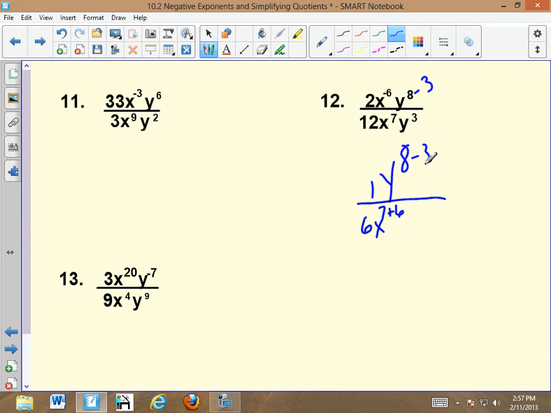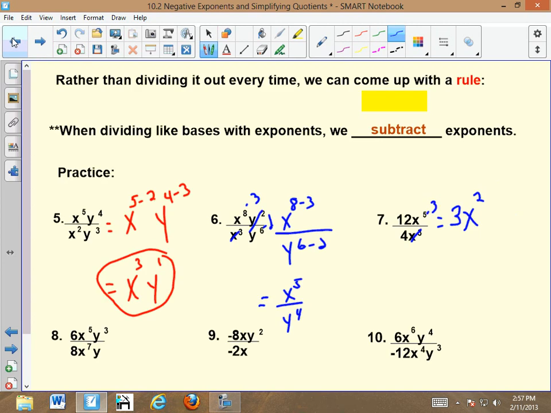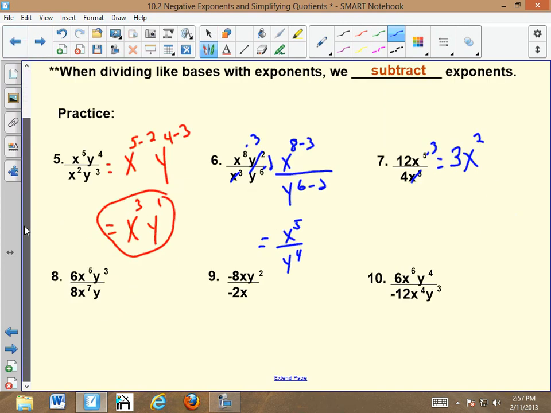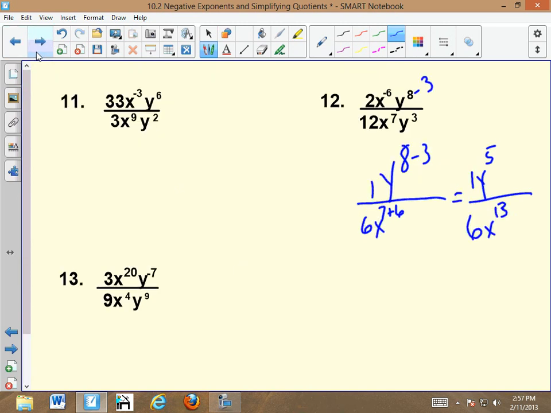This becomes y, 8 minus 3. So this equals 1y, or y to the 5th, over 6x to the 13th. Okay? You have to be careful. You have to be careful of the negative exponents. Now, negative over negative is a positive, so that's going to become a positive 4 in number 9. Just want to point that out to you real quick.